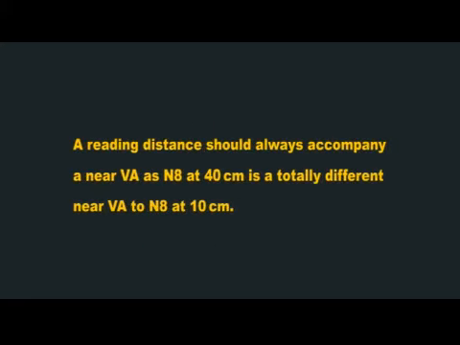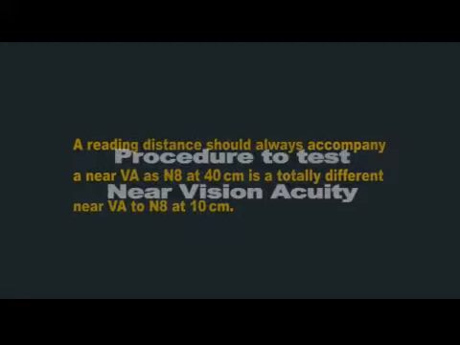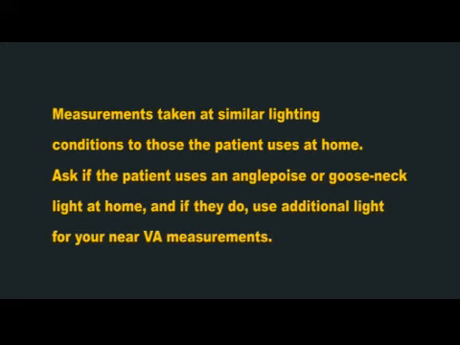A reading distance should always accompany a near visual acuity, as N8 at 40 cm is a totally different near visual acuity to near N8 at 10 cm. Now we will see about the procedure to test near visual acuity. Sit in front and one side of the patient in order to monitor facial expressions and reactions. Measurements should be made in similar lighting conditions to those the patient uses at home. Ask if the patient uses an angle poise or gooseneck light at home, and if they do, use additional light for your near vision acuity measurements.